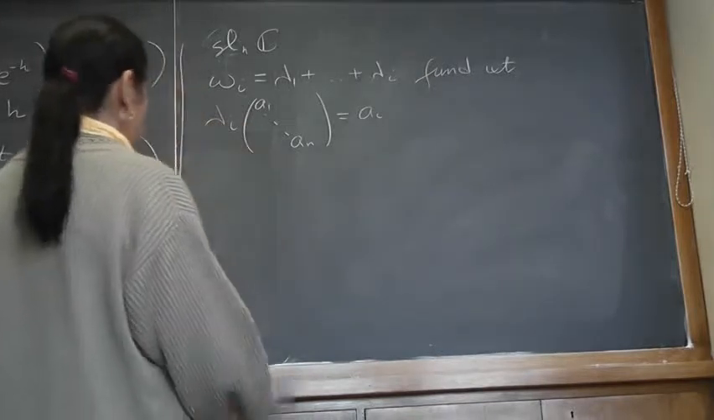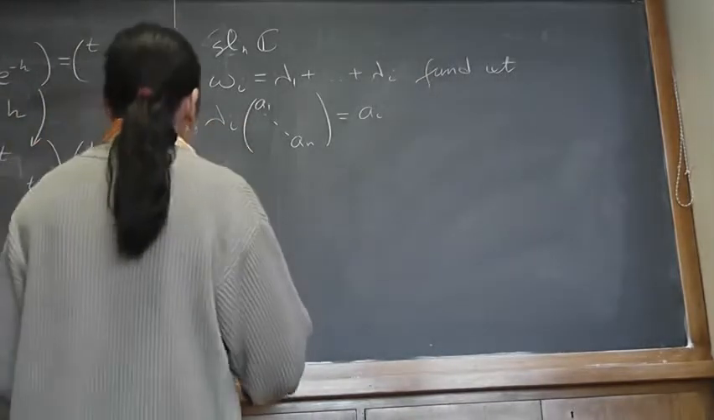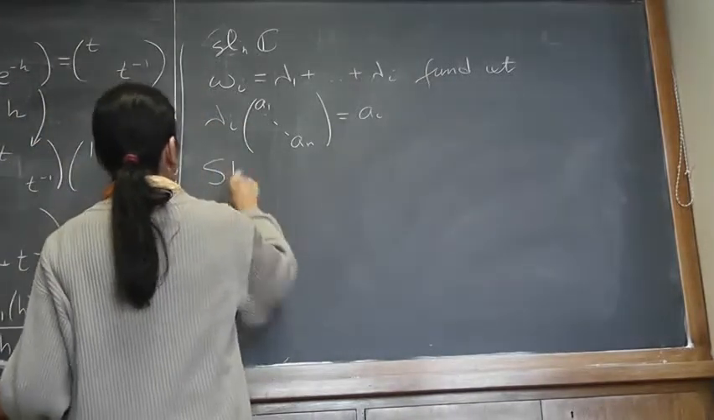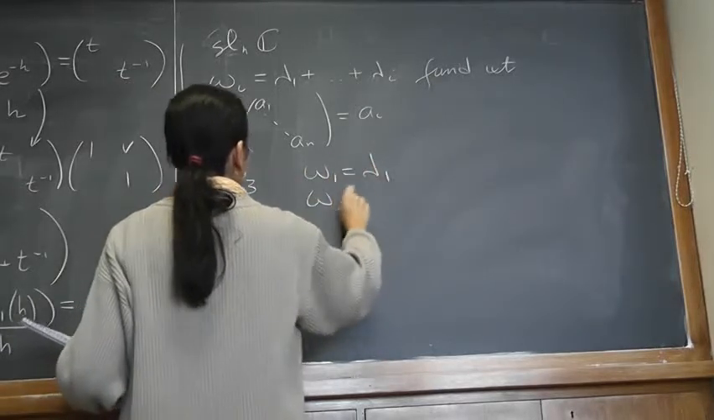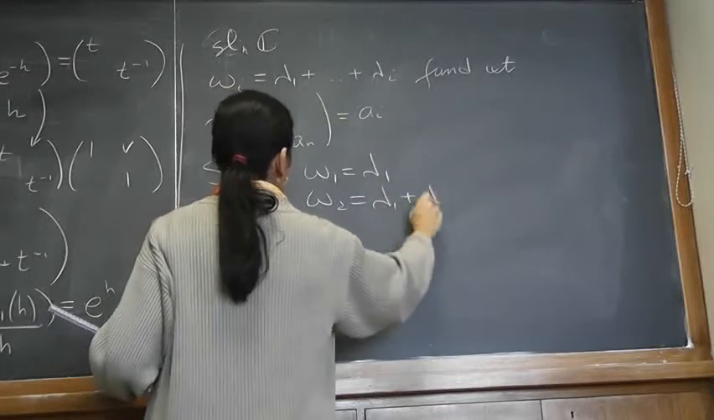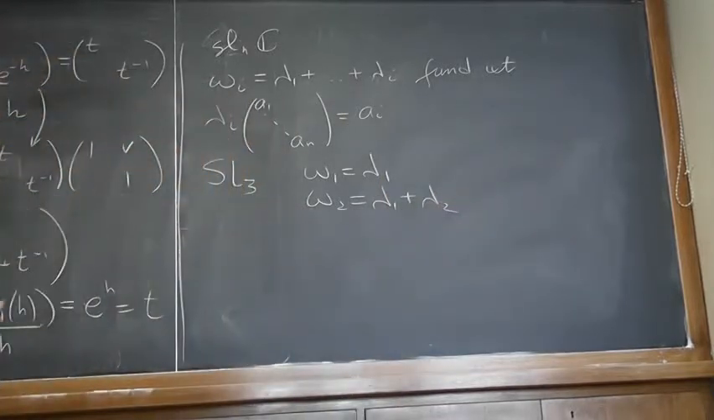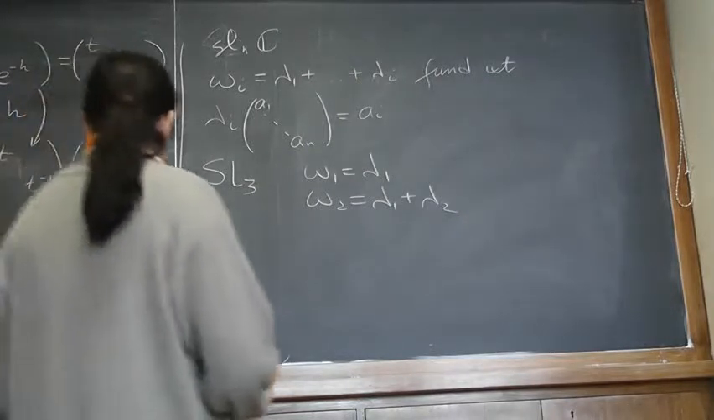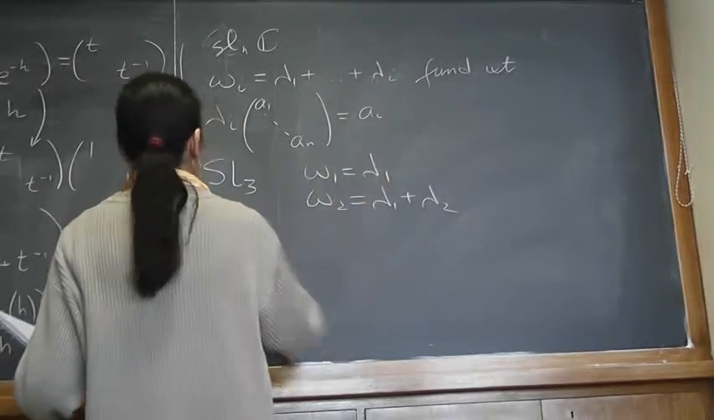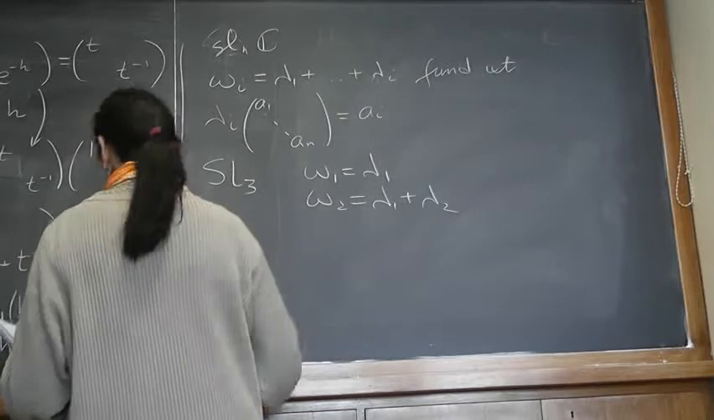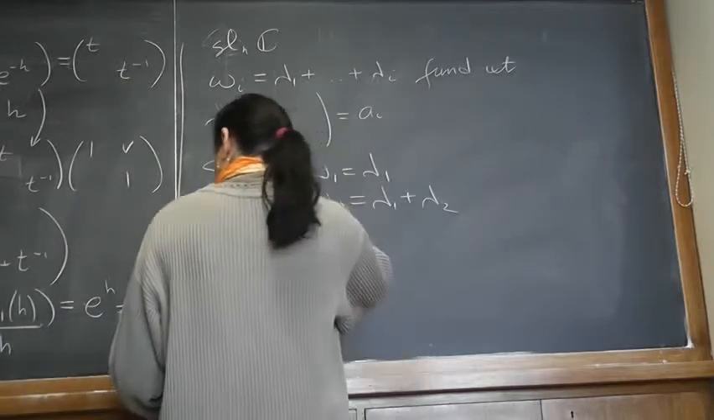There are some calculations, but now, for SL3, omega 1 is still lambda 1, omega 2 is lambda 1 plus lambda 2, and this is it. We have two fundamental weights. Now, let's try the calculation. So delta 1 will be the same, obviously. Now, delta 2 of an element x.